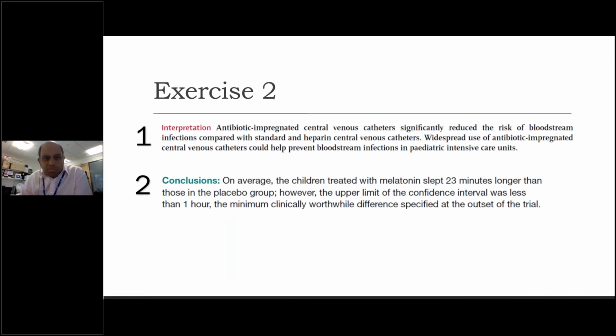What about this conclusion? The first trial, if you haven't spotted it, was the CATCH trial, published in the Lancet in 2016. This trial, number 2, is the MEND trial, which was published, I think, 2 or 3 years ago. So what's the intervention and what's the control?